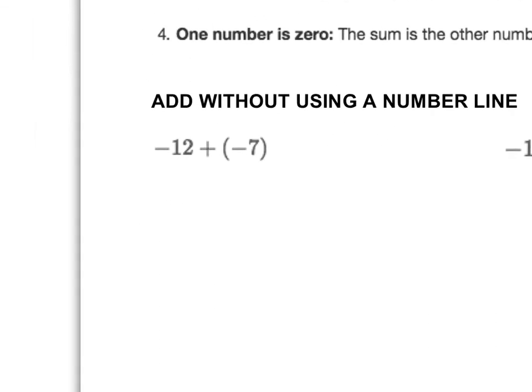If I'm doing negative 12 plus negative 7, then what I have to think about is, well, what's 12 plus 7? That's going to give me 19. But if I'm adding two negative numbers, then my answer is going to be negative. So if I add negative 12 and negative 7, this is going to give me negative 19.